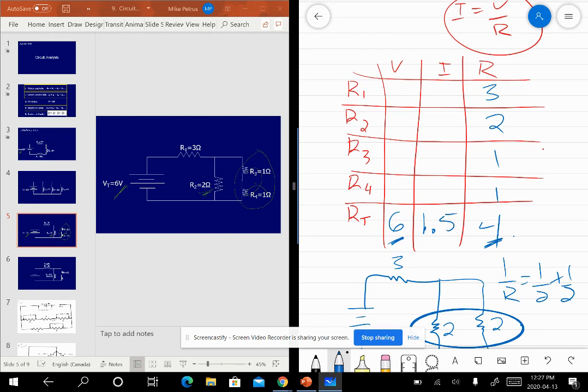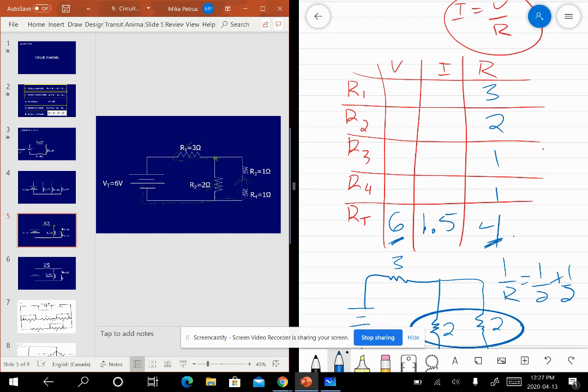And now I got to think again. So 1.5 amps leaves the source. They split up. Some of it goes through R2 and some of it goes out through R3 and R4. Let me just erase my stuff here so you can see that a little better. So some of it's going to go that way, some of it's going to go that way. But they're going to join back up at this junction and go through there.